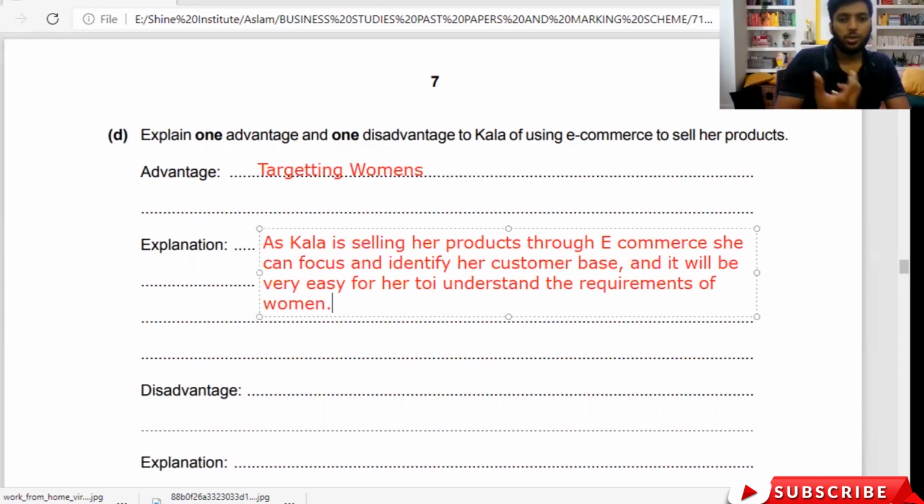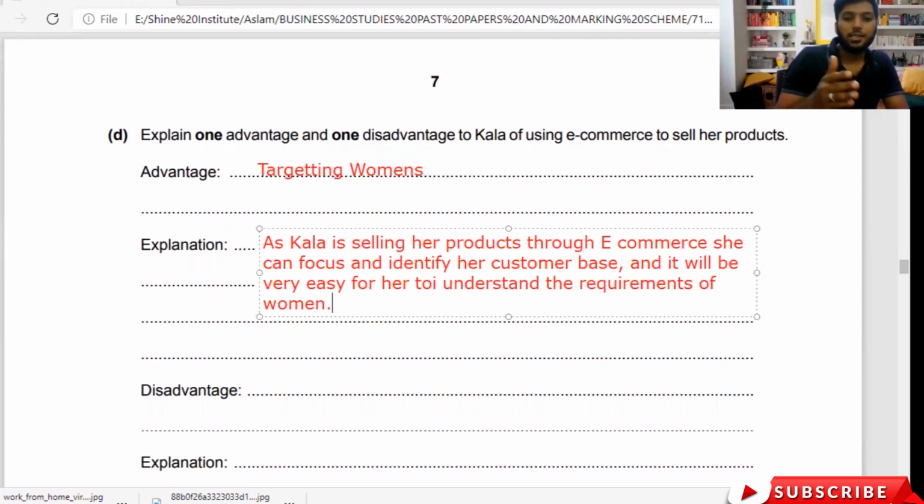Whatever you feel, you can write on your paper, but when you are given a question, see here, I'm speaking about targeting women. My explanation should be relevant to that. Some people give a point on advantage and then write something else in the explanation, which is very wrong. We should not do that when writing an answer.